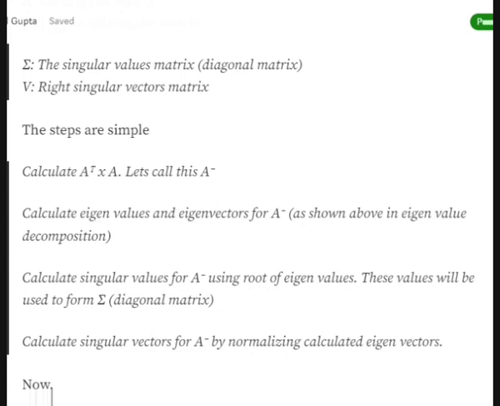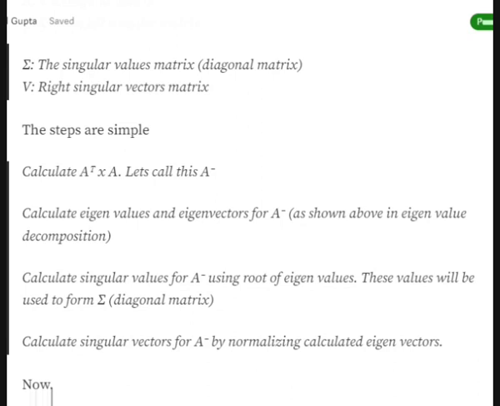We will first calculate A transpose cross A, and we will call it A dash. Now we will be calculating the eigenvalues and eigenvectors for A dash, which is very similar to eigenvalue decomposition that we have discussed earlier. In eigenvalue decomposition, we were calculating eigenvalues and eigenvectors for A minus lambda I. Here we are calculating it for A transpose cross A. That is the only difference.